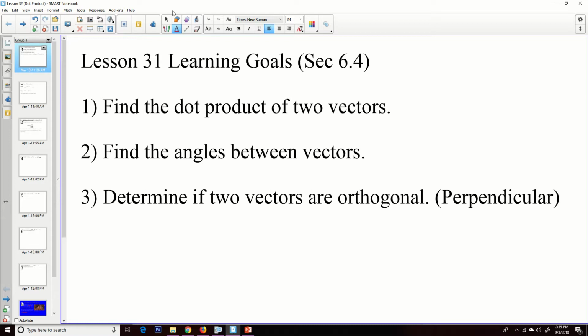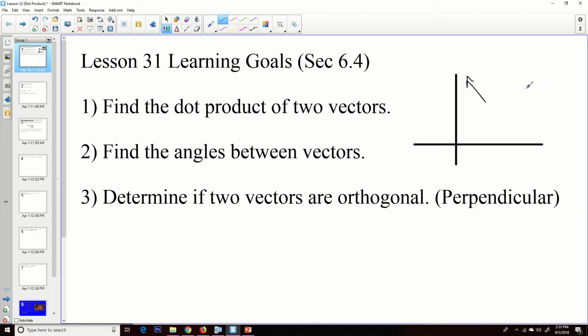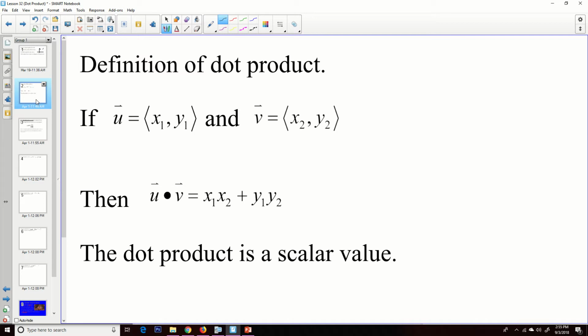Just as a real quick example off to the side here, I could talk about two vectors, one that goes like this, and then another one over here, and then discuss the angle that is between those two vectors, even though they're not touching. And then we're going to determine if two vectors are orthogonal, which is perpendicular. And so let's talk about some of the stuff that goes in the definition of dot product.